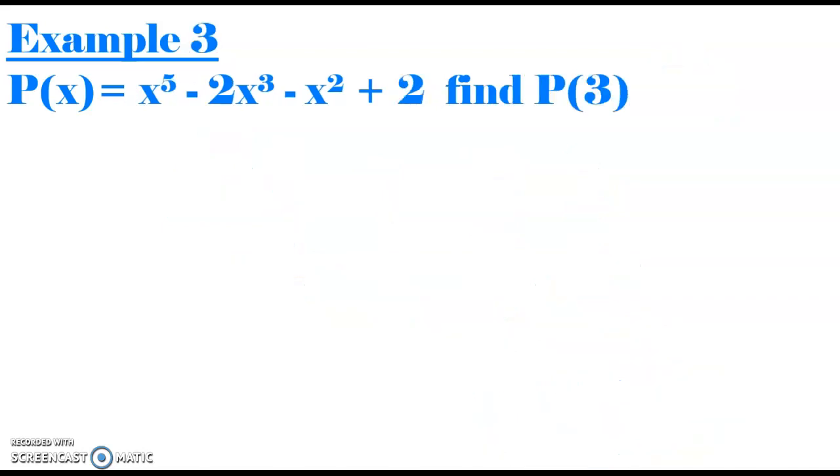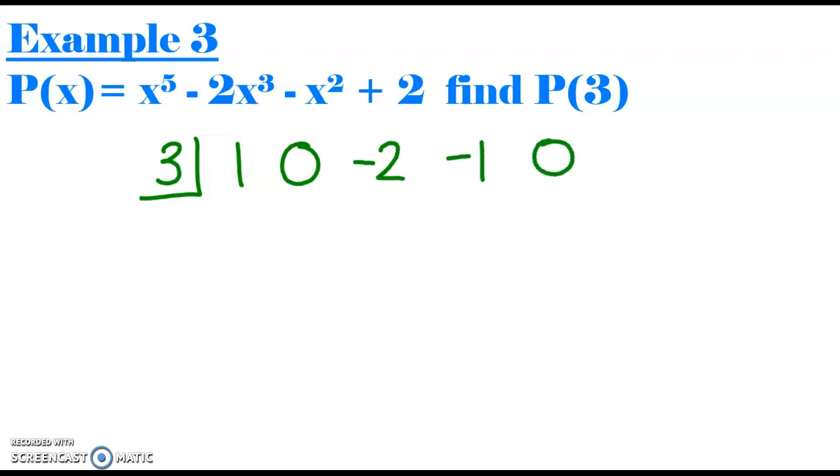Another one, find P of 3. So we want to substitute in 3. So 3 goes in the penalty box. We've got 1x to the 5th. Don't forget, we have 0x to the 4th. If there's a term that does not happen, you have to represent that with a 0. Negative 2x cubed, negative 1x squared, 0 x's, and 2 constants.